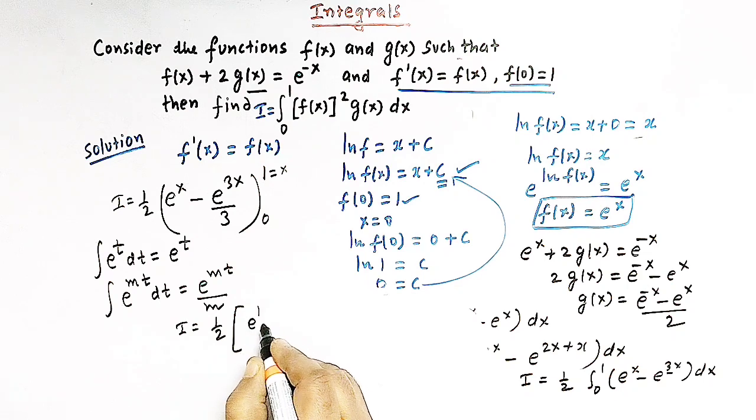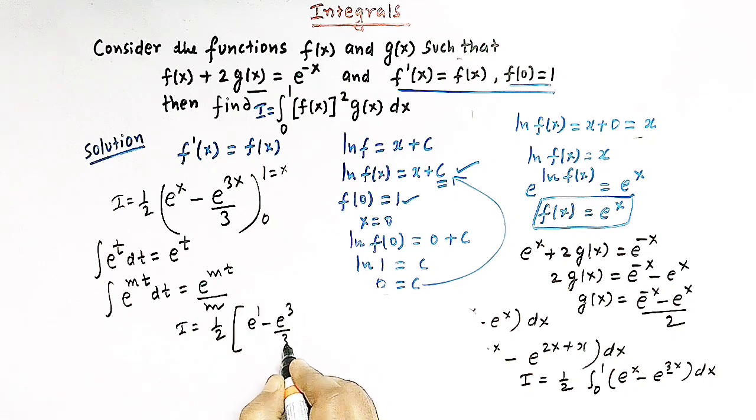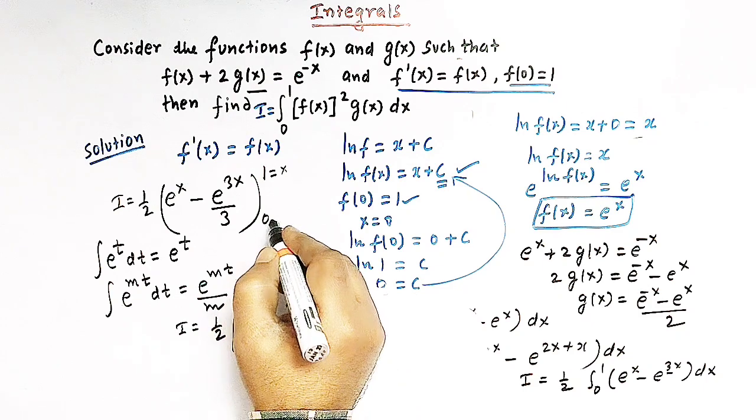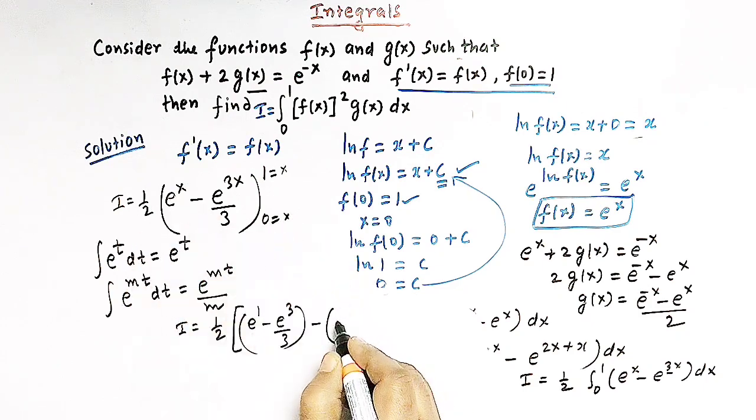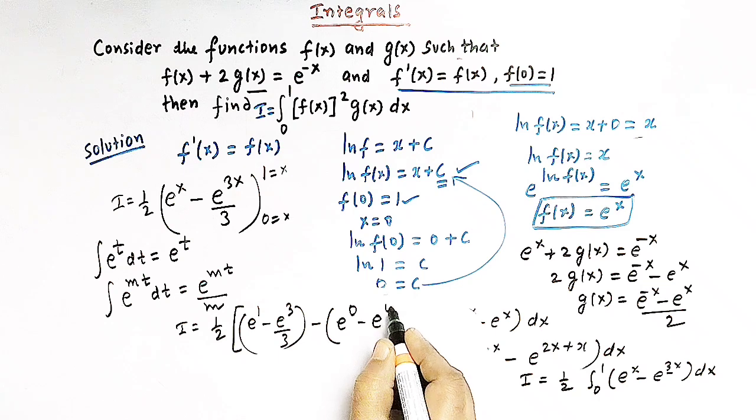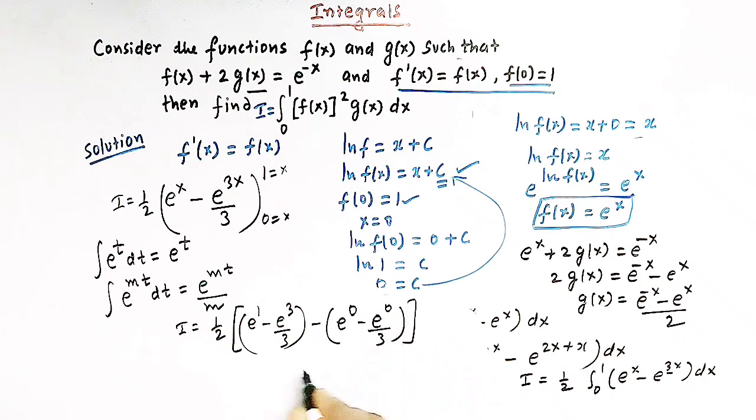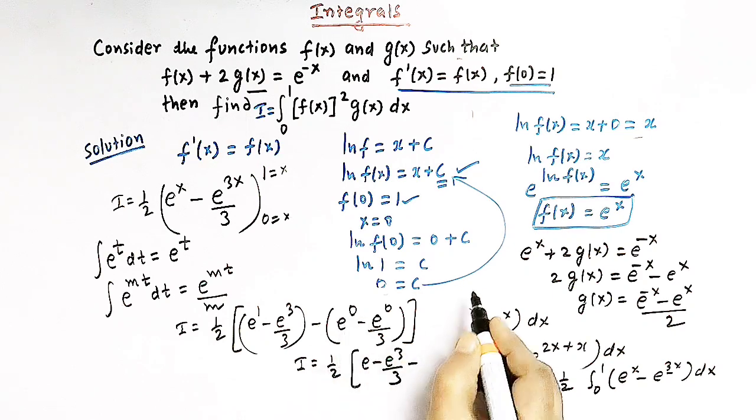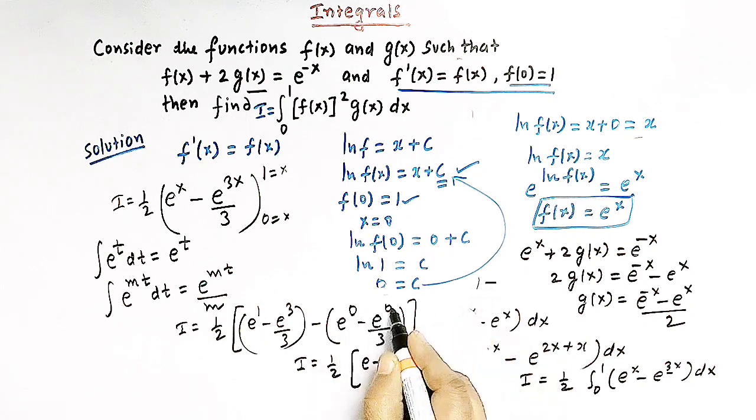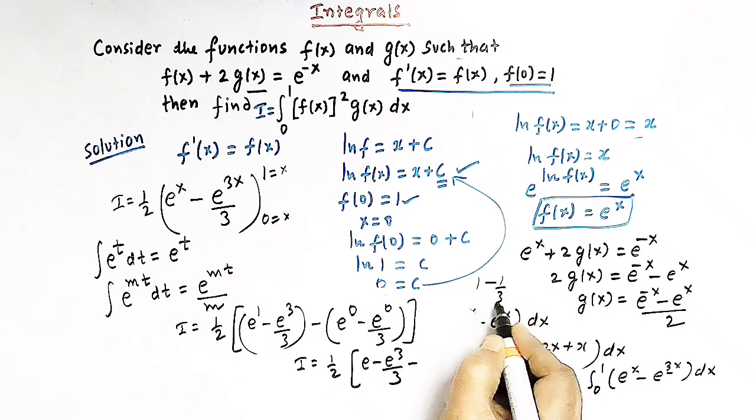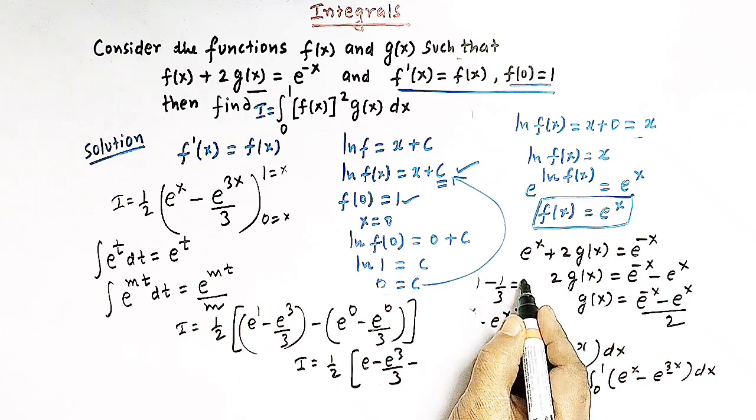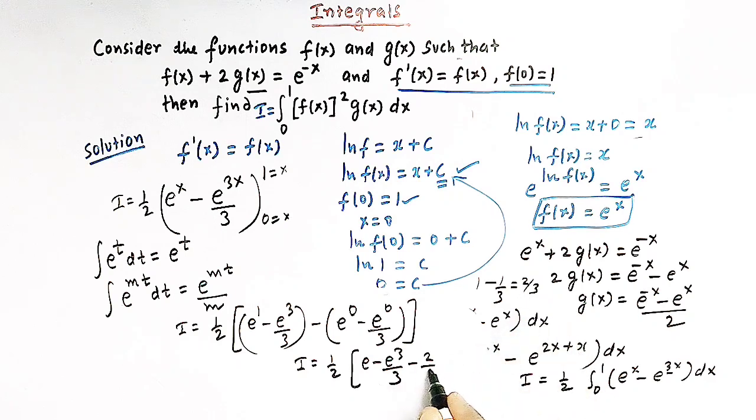First we'll take x equal to 1. So we have e^1 minus e^3/3, and then for x equal to 0 we have e^0 minus e^0/3. So this is half times (e minus e^3/3) minus, here e^0 is 1, here also e^0 is 1, so we have 1 minus 1/3, that is 2/3. So here we have 2/3.